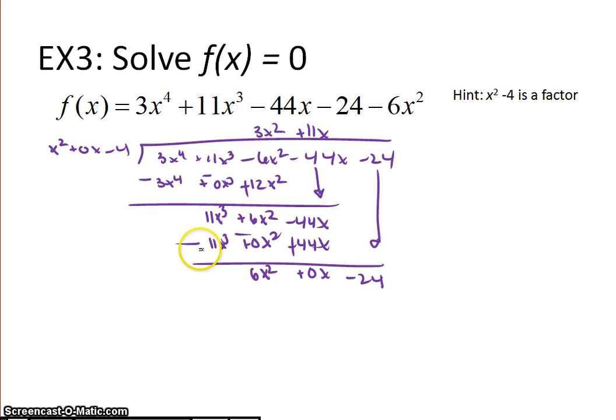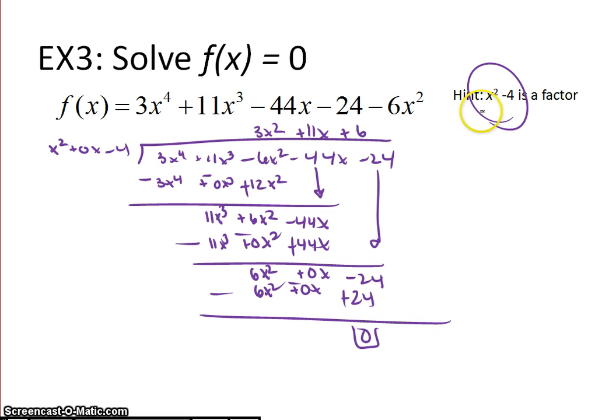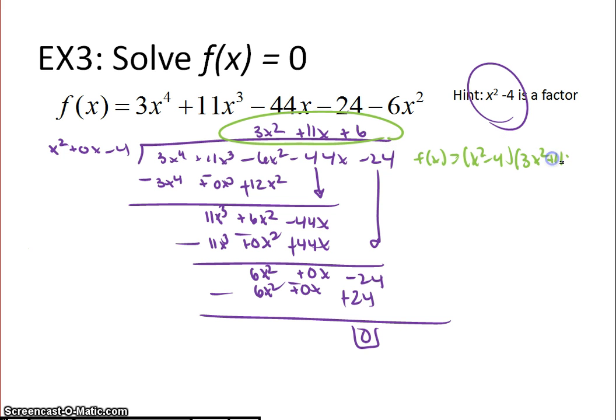I need 6. x squared times 6 gives me 6x squared. Multiply it, 6x squared, multiply 6 by the middle term, 6 times minus 4 is minus 24, and subtract, this becomes add, I get a remainder of 0. So this long division just confirms that x squared minus 4 is a factor. I got a remainder of 0. What this does tell me is that my f of x is x squared minus 4, that's a factor, and when I multiply it by 3x squared plus 11x plus 6, I'm going to get my f of x equation. And I'm going to solve it, set it equal to 0.